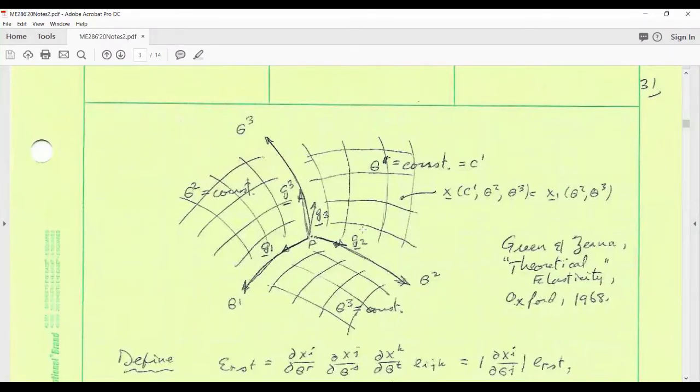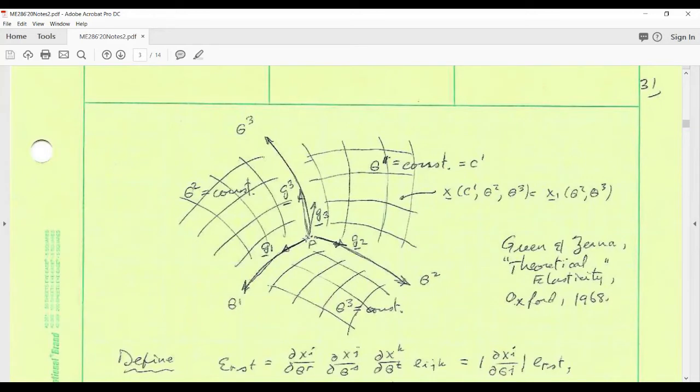So imagine, here's our point P in space. We draw three coordinate curves emanating from that point. The θ^1 curve on which θ^2 and θ^3 are constant, the θ^2 curve on which θ^1 and θ^3 are constant, the θ^3 curve on which θ^1 and θ^2 are constant. So we have the three coordinate curves. We also have three coordinate surfaces. For example, suppose θ^3 has a constant value at this point. We can sweep out a surface, parameterized then by θ^1 and θ^2. And here's the surface θ^3 equal constant. Here's the surface θ^1 equal constant. Here's the surface θ^2 equal constant.